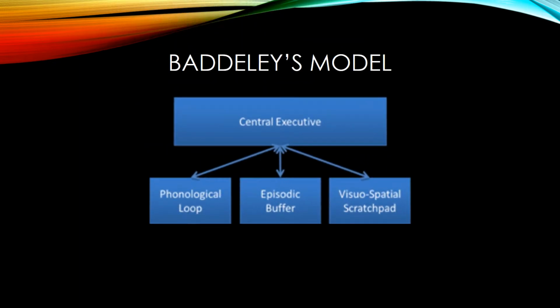Baddeley's model, first introduced in 1974, says that there are four components to working memory. First is the phonological loop. Second is the visual-spatial sketchpad. Third is the central executive. Fourth is the episodic buffer. These components act together to process information and connect it to long-term memory. Let's take a closer look at the individual components of Baddeley's model.